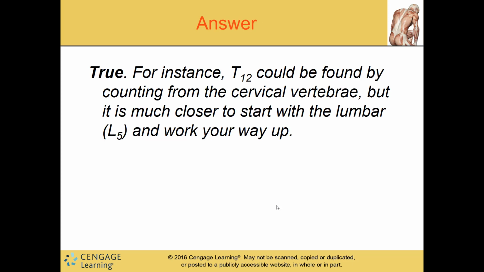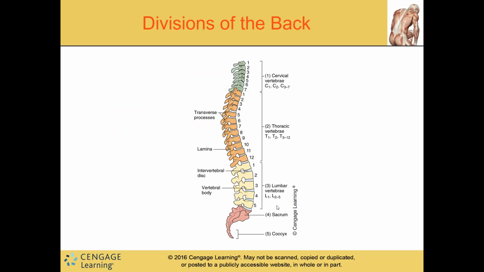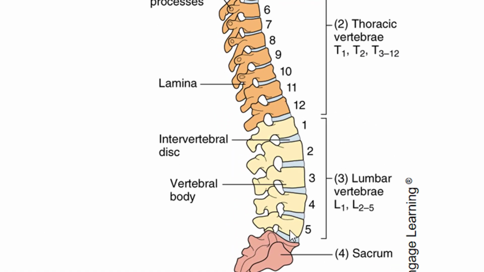It is true. For instance, T12 could be found by counting from the cervical vertebrae, but it's much closer to start at the lumbar at L5. So if we go back, see here's L5, right? So there's 1, 2, 3, 4, 5. We know the next one is the last of our thoracic vertebrae. So we know that that would be T12.